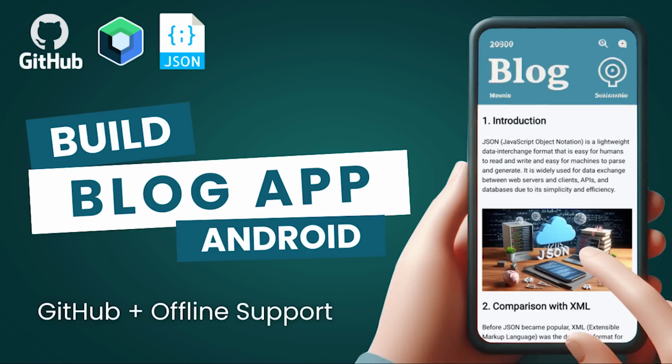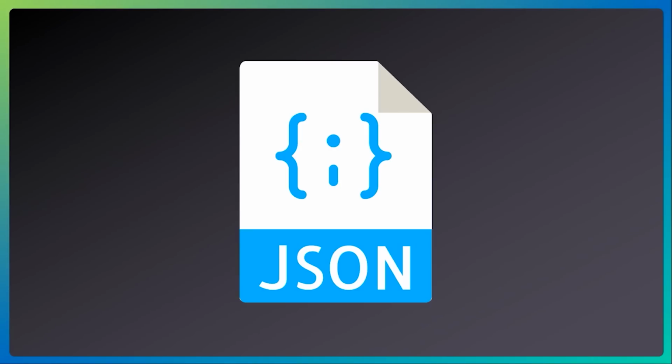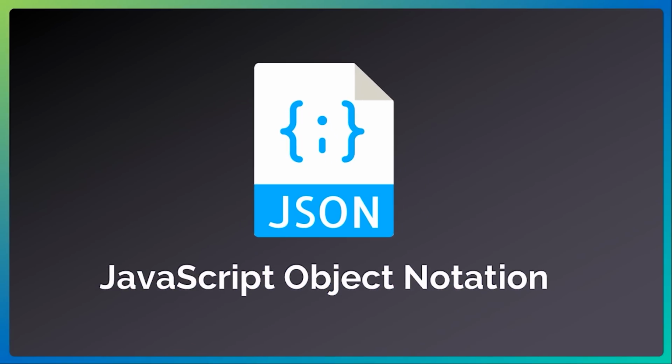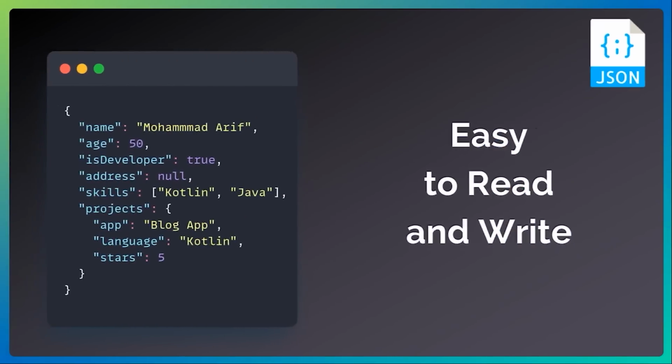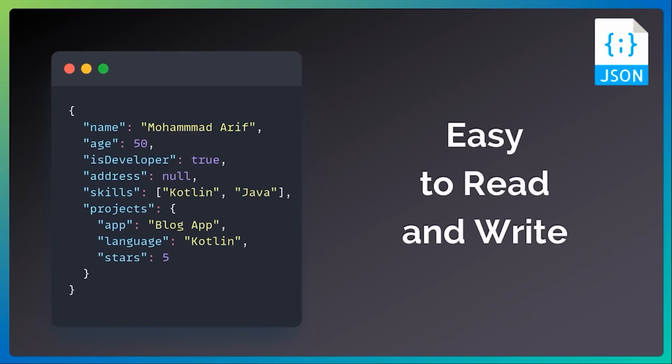In this video, we will write the metadata file of our blogs in the JSON format. So before writing that JSON file, first we need to understand about the JSON. JSON stands for JavaScript Object Notation. It is a lightweight data exchange format and it's quite easy to read and write.